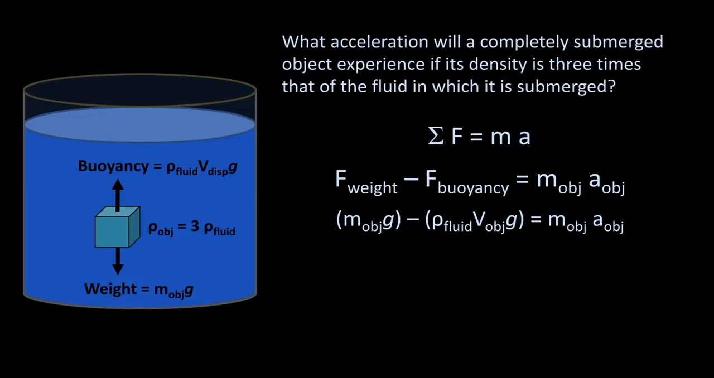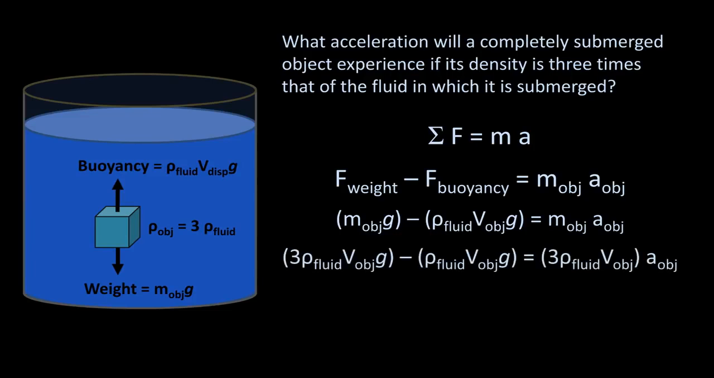And remember that the density of this object is 3 times the density of the fluid. So for each mass of the object, we can substitute 3 times density of fluid times volume of object, which results in this. The density of the fluid is present in every term, so it cancels out, and the volume of the object also cancels out. This leaves us with 3g minus g equals 3 times the acceleration of the object.